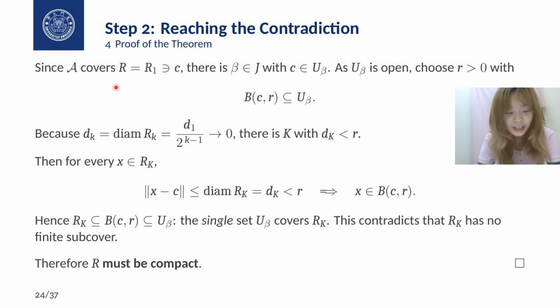Since A covers R and C is in R, some U_beta contains C. U_beta is open, so there exists r greater than 0 with the ball B(C, r) inside U_beta. Since d_k goes to 0, there's a k with d_k less than r. Then every point x in R_k satisfies norm of x minus c is at most the diameter of R_k, which is less than r. So x is in U_beta. One single set covers R_k, but R_k has no finite subcover, which is a contradiction. So R must be compact.